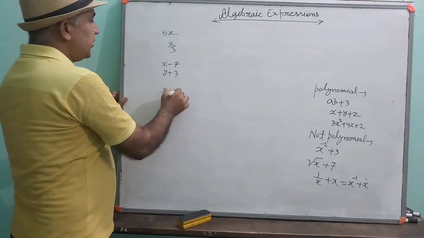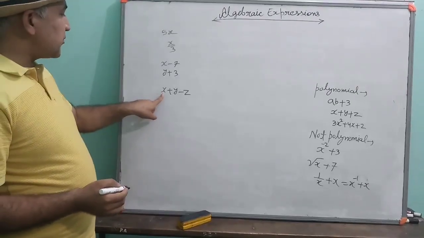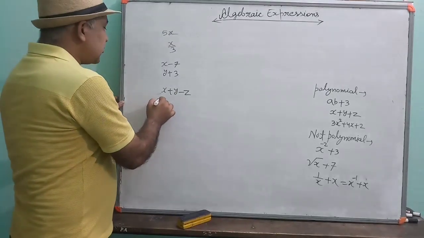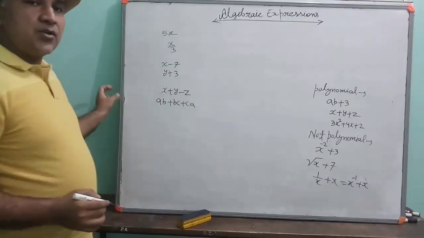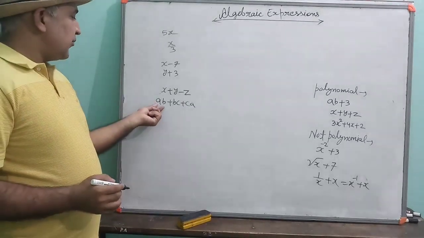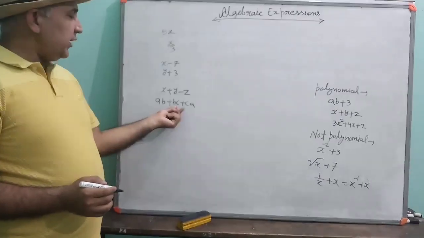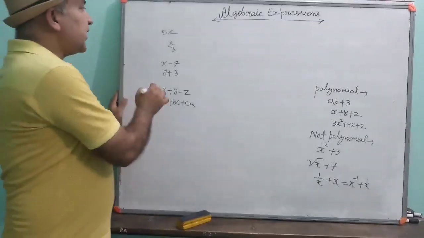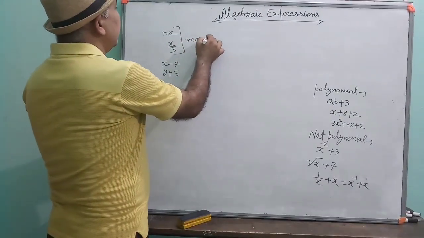See one more example. x plus y minus z. Now there are three terms. One term, two terms, three terms. Understood? Suppose you write AB plus BC plus CA. So there are also three terms. First term A into B, second term B into C, third term C into A. Okay. On the basis of terms, the name of the polynomial is given.